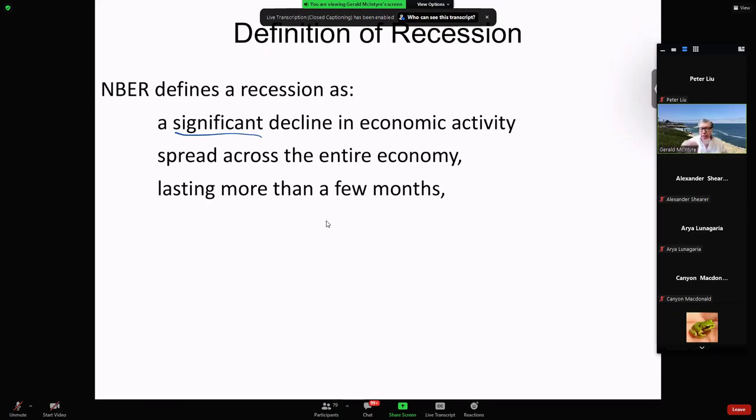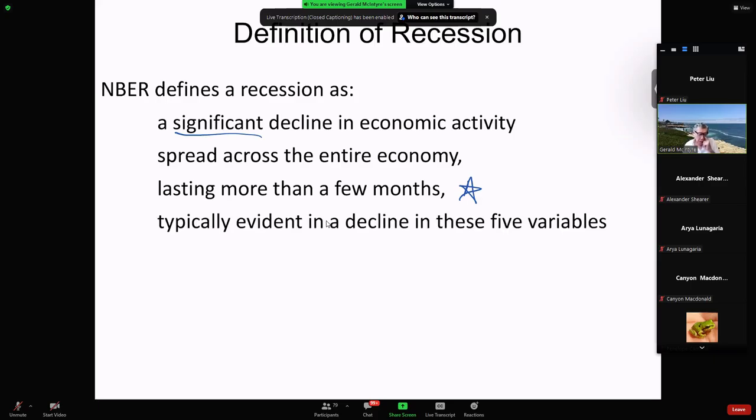Okay. This particular piece seems very reasonable. You can't take a one month decline. We didn't have a recession for four weeks or something. That would be too short to think about. That has a profound implication. Come back to that in a moment. And it must be typically evident.